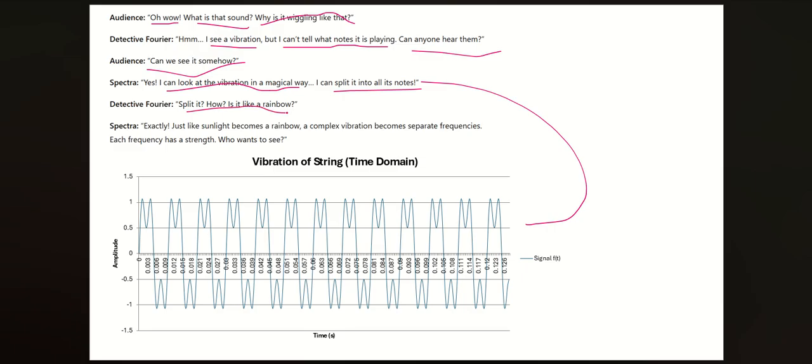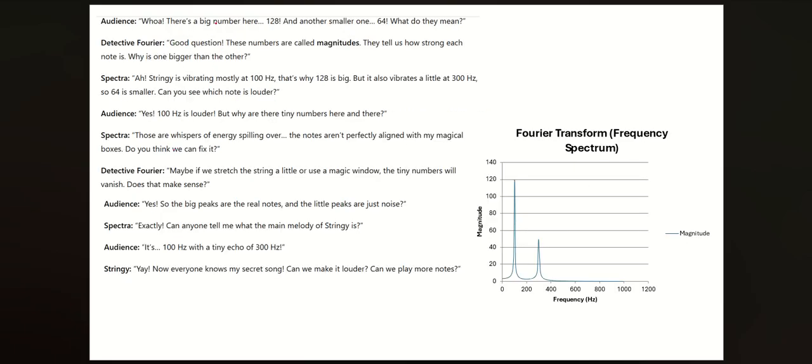Split it how? Is it like a rainbow? It's just like sunlight becomes a rainbow. A complex vibration becomes separate frequencies. Each frequency has a strength. Who wants to see? There is a big number here, 128, and another smaller, 64. What do they mean? These numbers are called magnitudes. They tell us how strong each note is. Why is one bigger than the other?